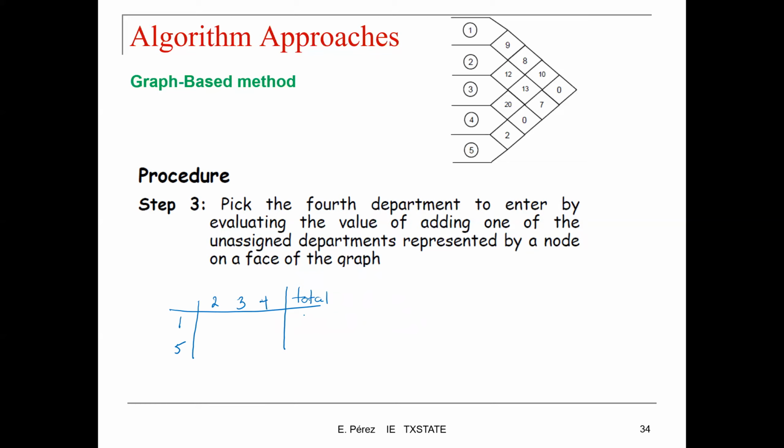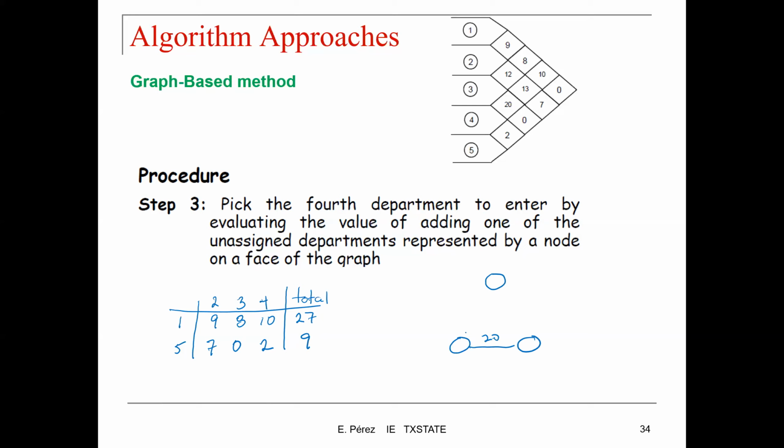So the relationship between 1 and 2 is 9, 1 and 3 is 8, and 1 and 4 is 10, for a total of 27. And between 5 and 2 is 7, 5 and 3 is 0, and 5 and 4 is 2, for a total of 9. So we're going to add 1 now to this network.